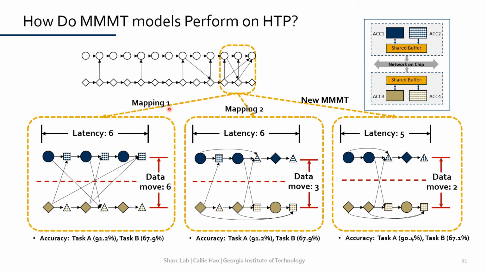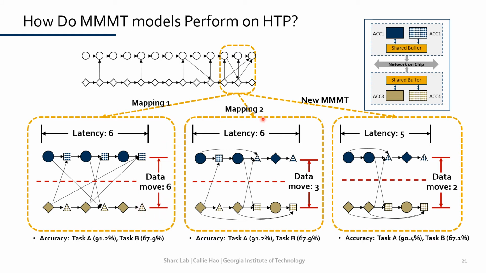So in the first mapping, we can see that the total latency is 6 units. For simplicity, we're not showing the exact number of clock cycles, but in a cursor evaluation for latency. So the data movement across these 2 groups of accelerators is 6 as well.